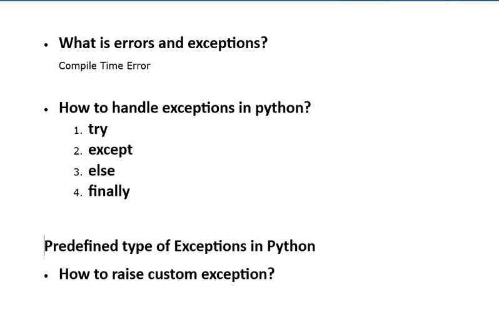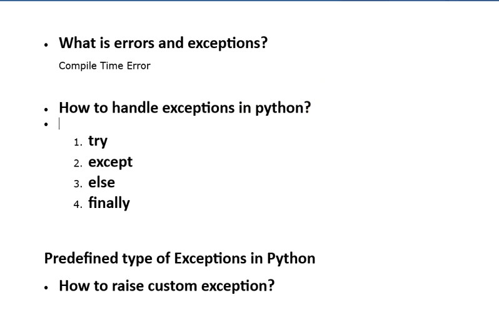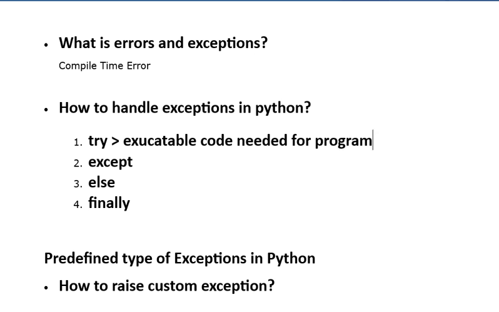See, try block means whatever business logic, whatever code we want to be executed, that part we will keep inside the try block. So we keep the executable code needed for the program. Whatever code we want to be executed in that program, that part of the code we will keep in the try block. So this is the try block.